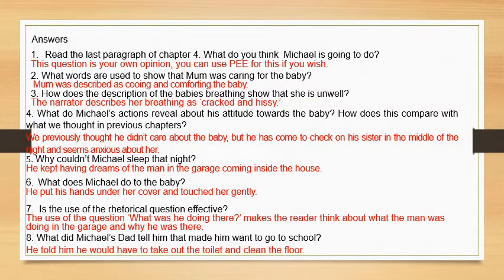Mum was described as cooing and comforting the baby at night when she woke up. Number 3, how does the description of the baby's breathing show that she is unwell? Because the narrator, or Michael, describes her breathing as cracked and hissy. Number 4, what do Michael's actions reveal about his attitude towards the baby? How does this compare with what we thought in previous chapters?